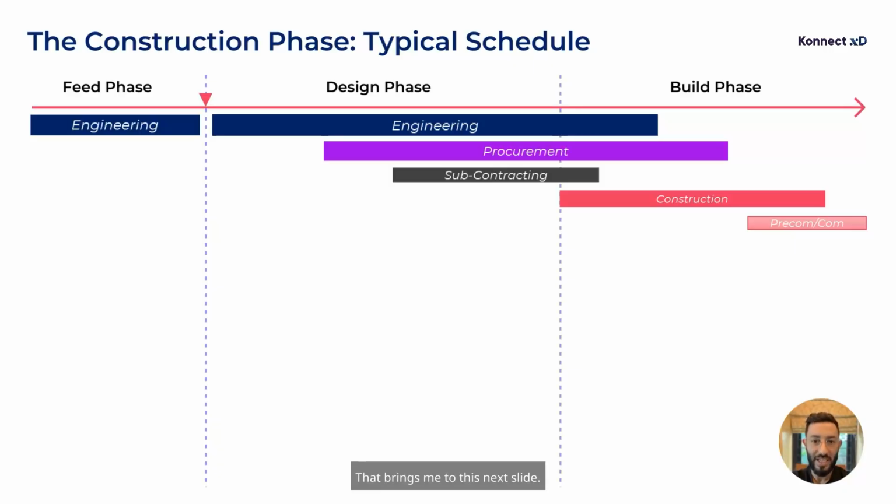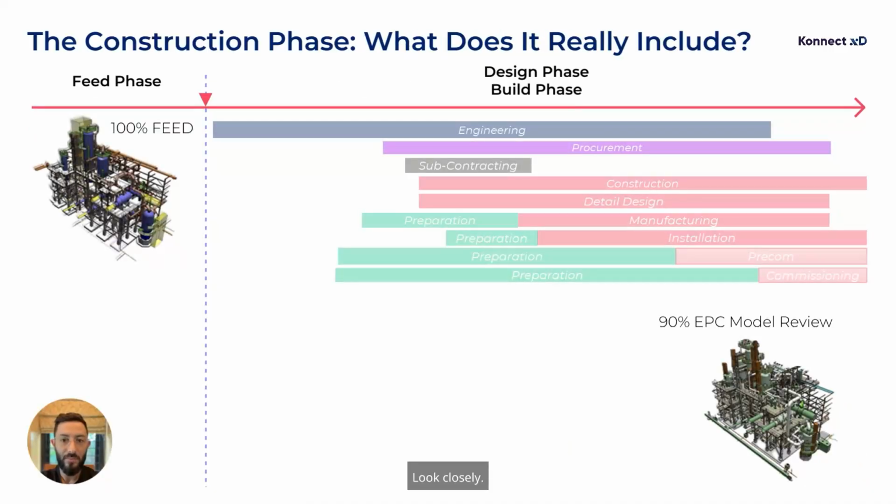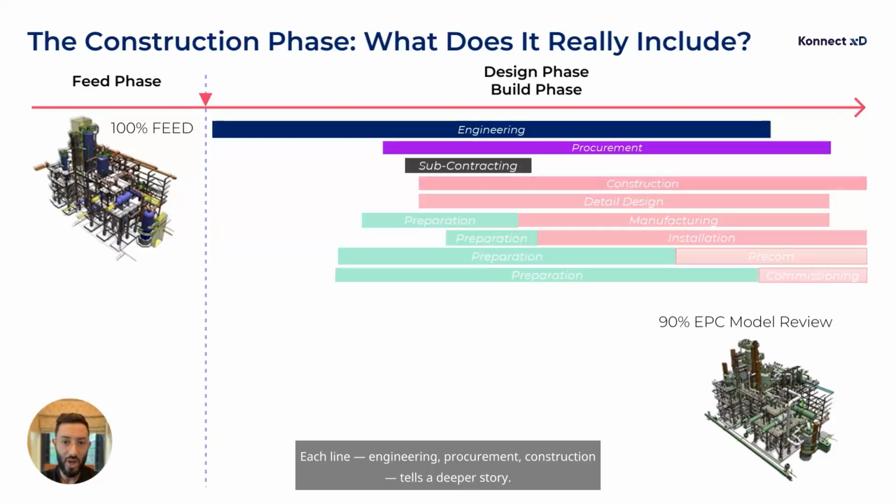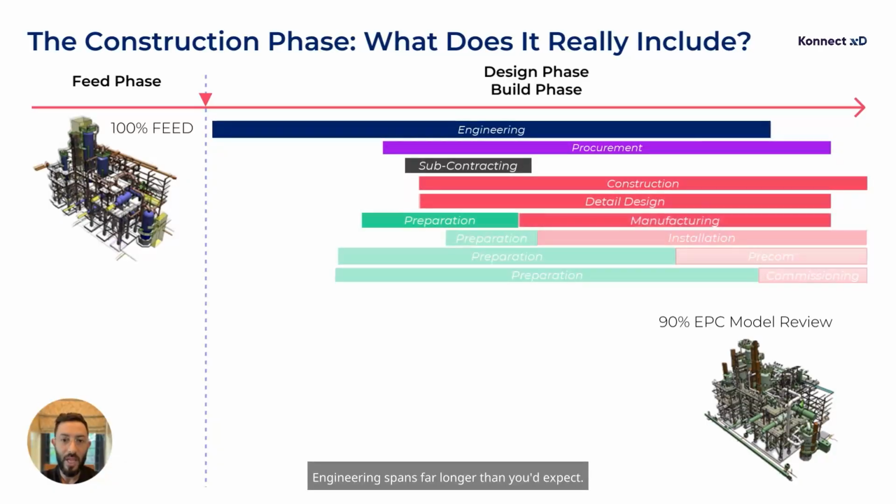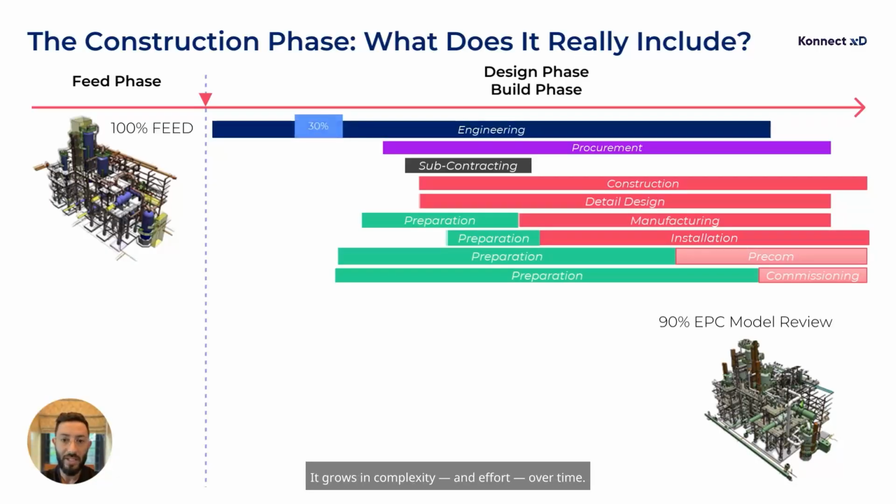That brings me to this next slide. You've all seen the standard EPC Gantt chart, but I want to show you a different Gantt, one that actually reflects what happens. Look closely. Each line, engineering, procurement, construction, tells a deeper story. Engineering spans far longer than you'd expect. It grows in complexity and effort over time. That thin little bar for construction you often see, it barely scratches the surface of the real work being done. I couldn't fit it into one bar. I had to split it into layers.